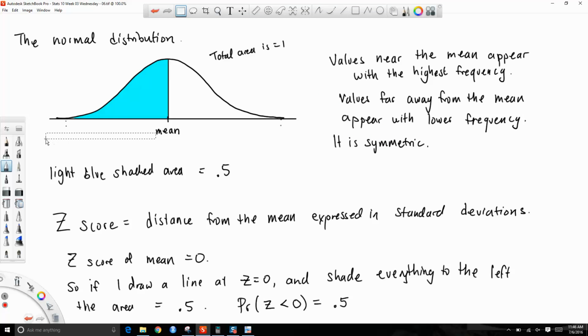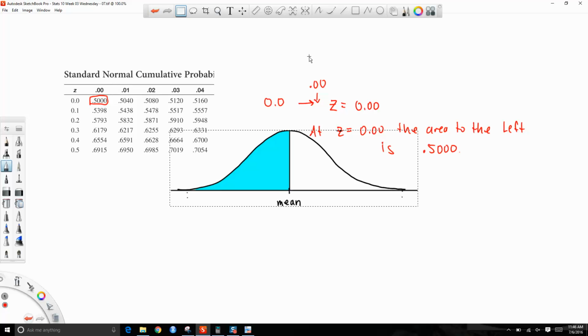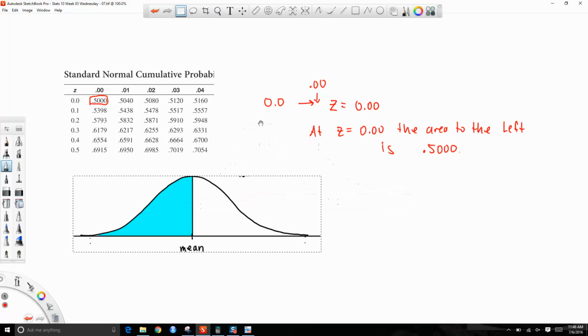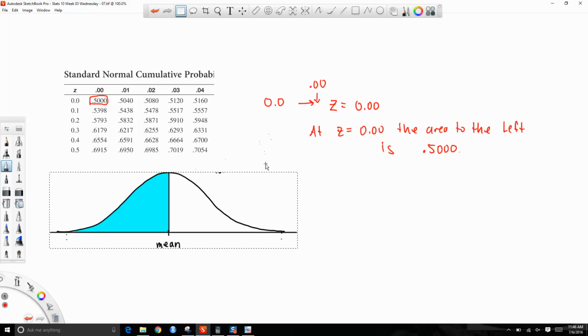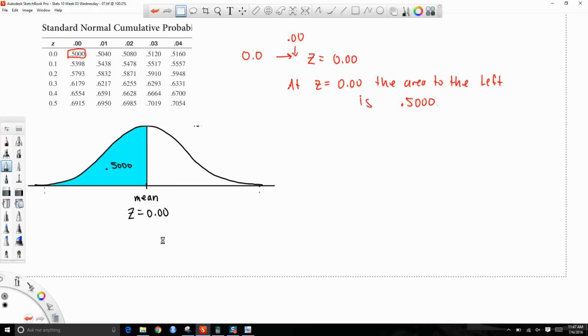Sorry, I'll go back, don't worry. So that's what this picture shows, right? It says if we draw a vertical line at the mean, or where z is equal to 0.00, this area is equal to 0.5, or 0.5000.